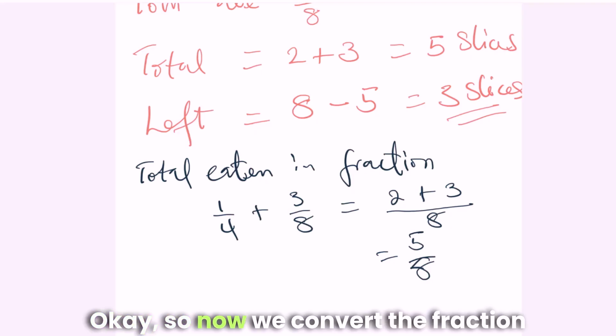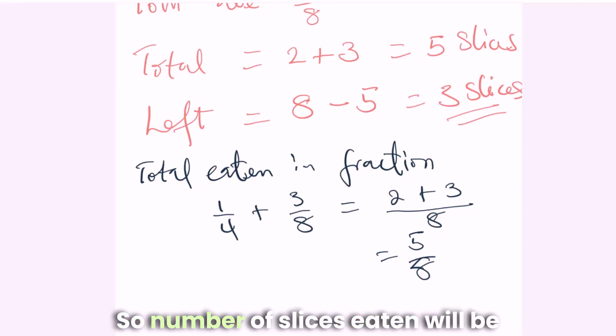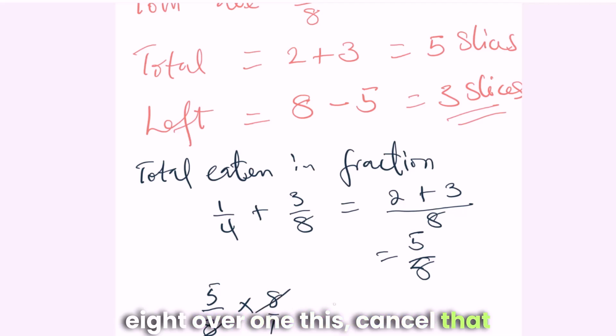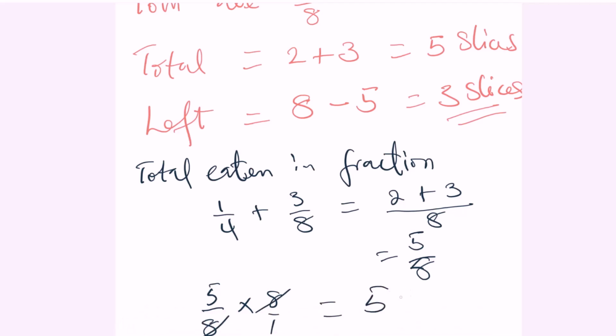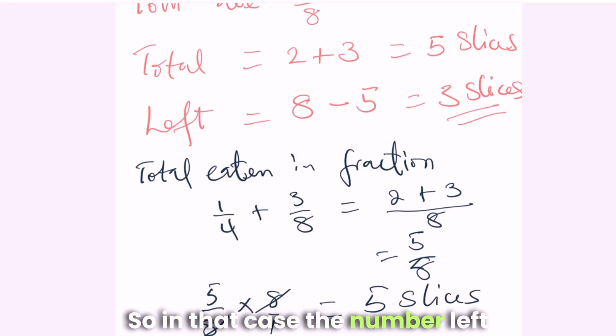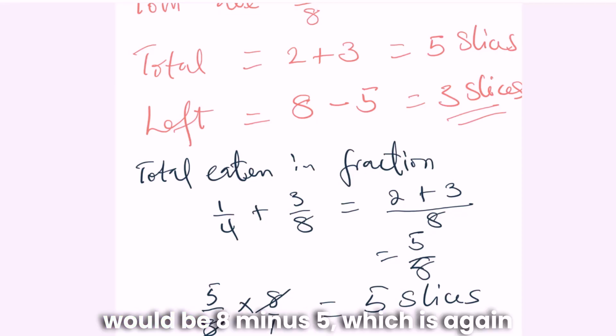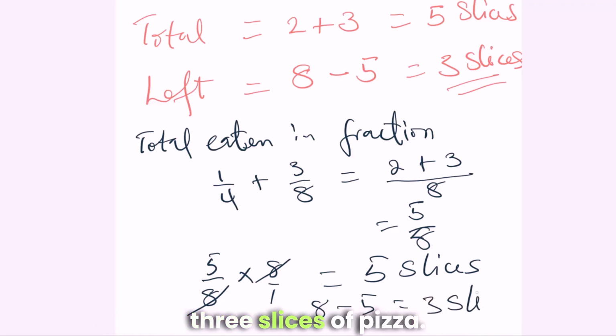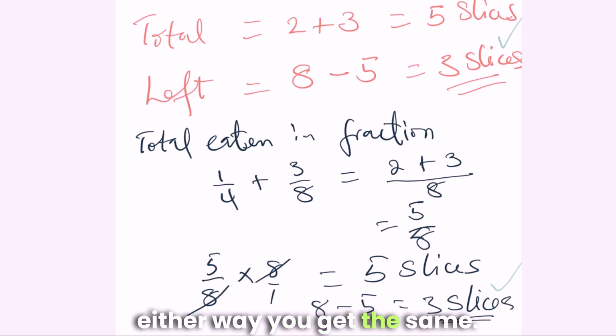Okay, so now we convert the fraction to number of slices. So the number of slices eaten will be 5/8 times 8. Write it as 8/1. This cancels that, and we're left with 5 slices. So in that case, the number left would be 8 minus 5, which is again 3 slices of pizza. So you can see that either way, you get the same answer.